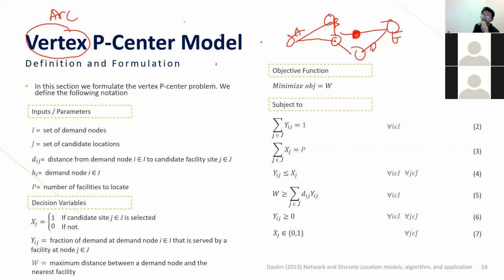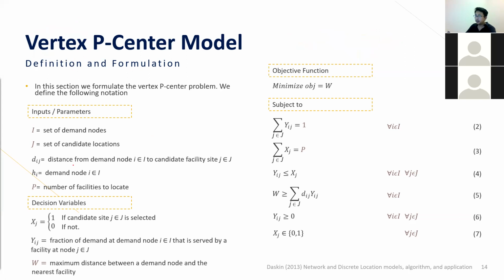Let's discuss the vertex P-center model. For this one, we still use the same input parameters, I, J, because we want to minimize the maximum distance coverage. We need the data related to distance from demand node to facility, Dij. And then we also need the demand. Wait, I think the demand is not used here. Sorry.